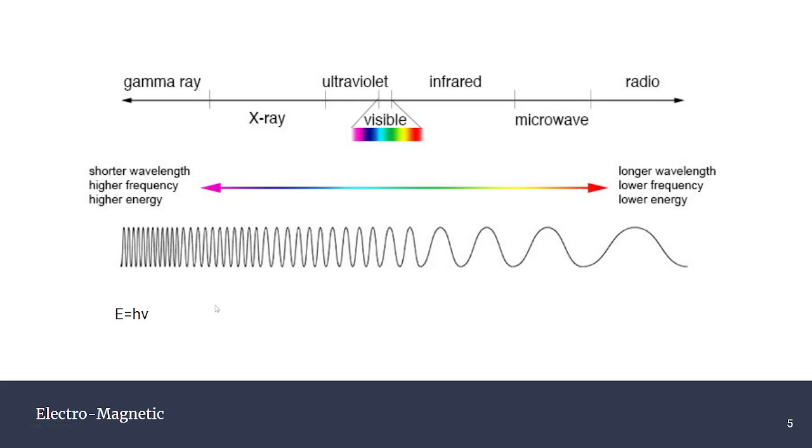But all of this is energy as a function of frequency. h is Planck's constant. This is nu, it's not actually a V, it's nu for frequency. So the higher the frequency is, the more energy we're going to have. There's nothing else to that. It's just the faster the oscillations of our electric and magnetic fields are, the more energy these are going to possess and be able to transfer into whatever they're interacting with.